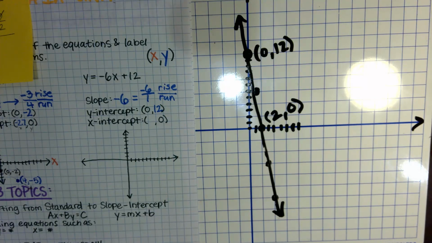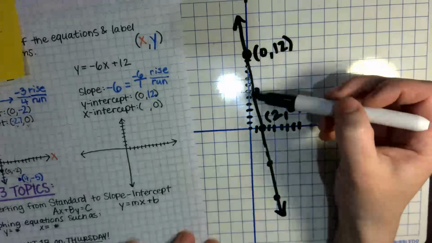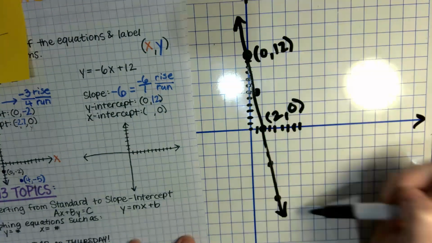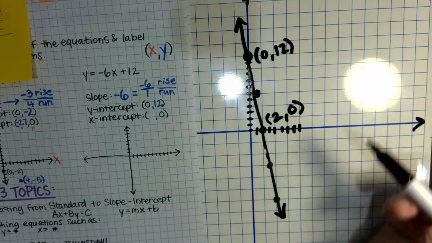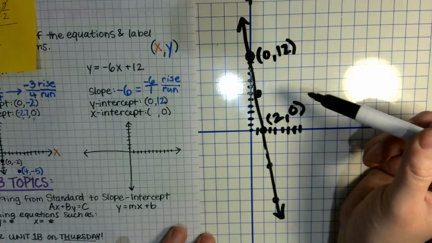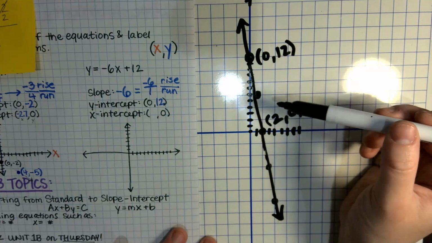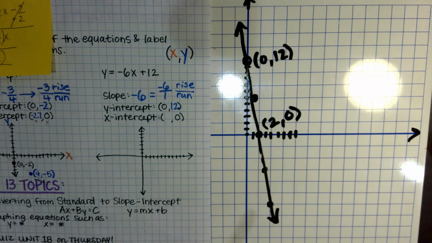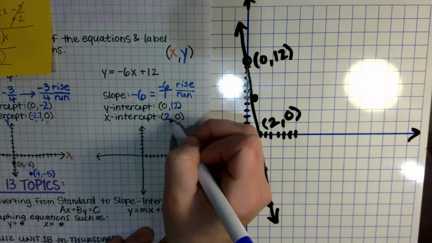Go ahead. Did it have to have the second down 6 over 1? No, no. You don't have to. This was just to show you that when we have slope, we could make a million more points. We could keep going with it forever and ever. All right. Now, let's write our x-intercept in, which we found out was 2, 0.